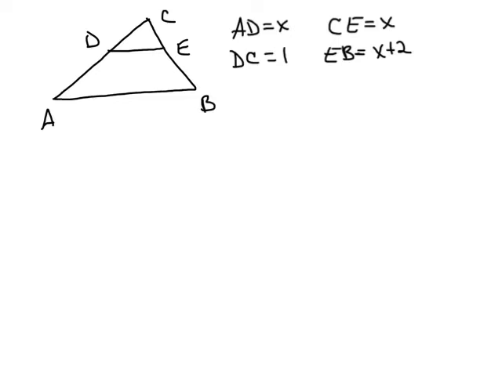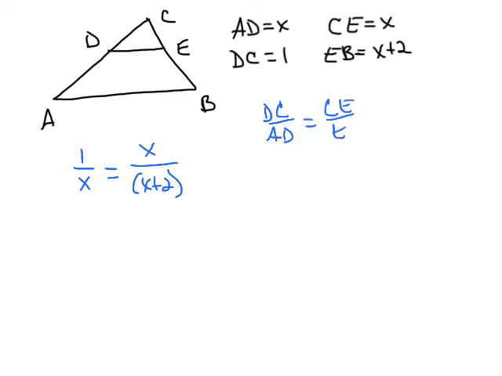So when I do that, I have 1 over x is equal to x over x plus 2, because that's DC over AD equal to CE over EB. Well, I cross multiply like I always do. X plus 2 is equal to x squared. This is a second degree equation because I have an exponent here of second degree.